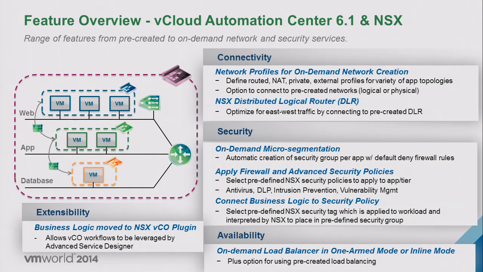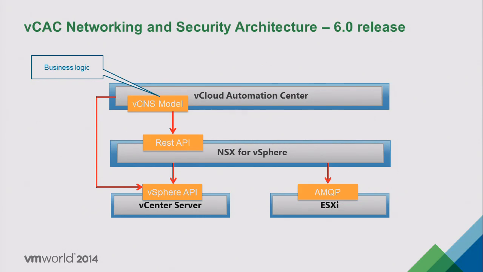So if you have something out there and you want to add another machine to it, you can do so. Once again, we'll get into all these in turn. So this is a diagram of the previous VCAC 6 capabilities, right? And kind of the model of how we did things. All the business logic lived up there in that VCNS model that I was mentioning before.